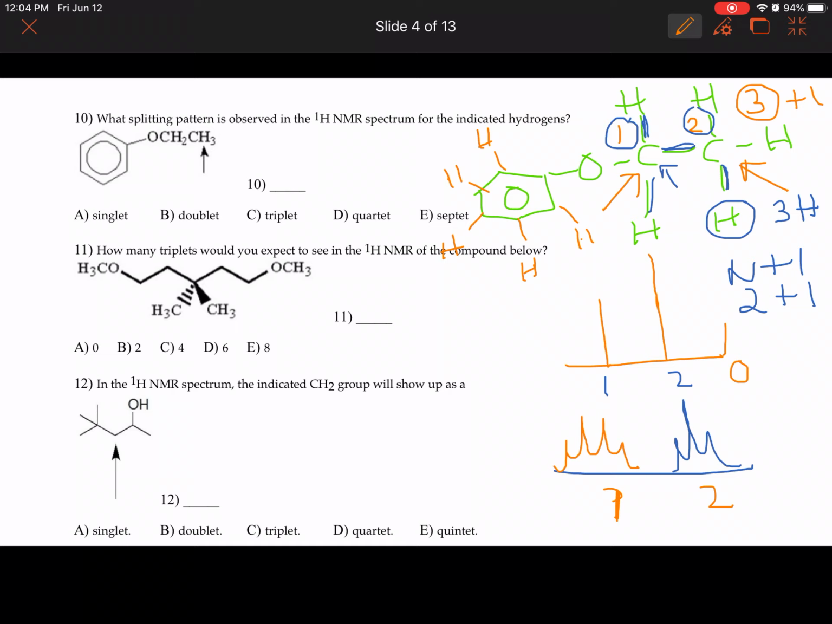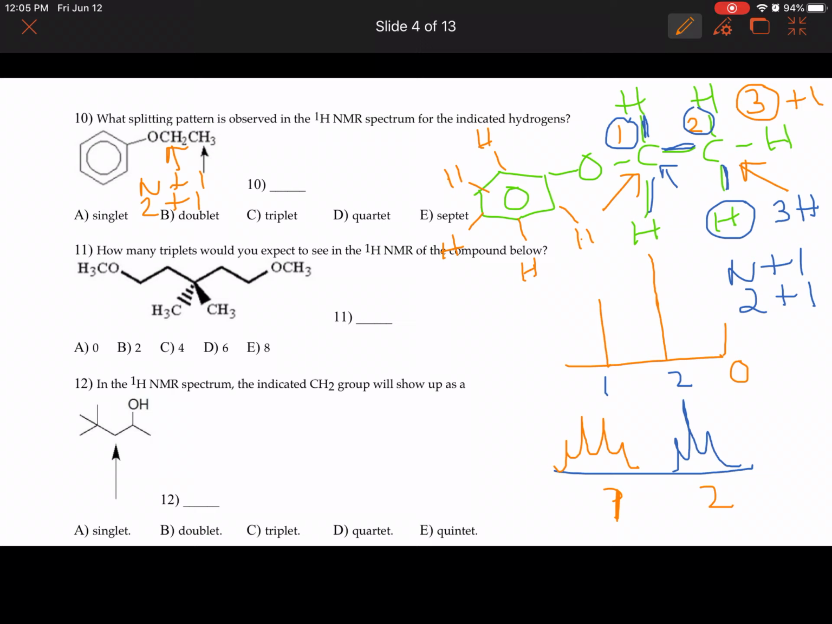Okay, and then number 11. So look at the answer for number 10, it's a triplet, right? Methyl group would be a triplet due to the 2 hydrogens on the neighboring carbon. You see here this carbon has 2 hydrogens, so n plus 1. So n is 2 plus 1, it's a triplet. Okay. And number 11, how many triplets would you expect to see in the proton NMR of the compound below?